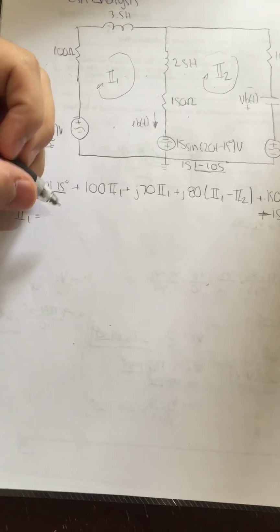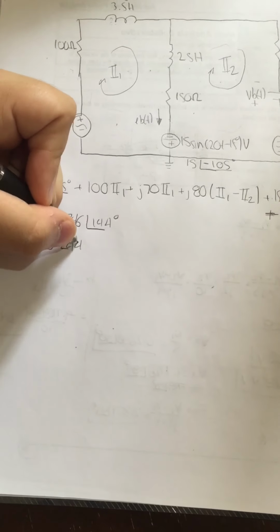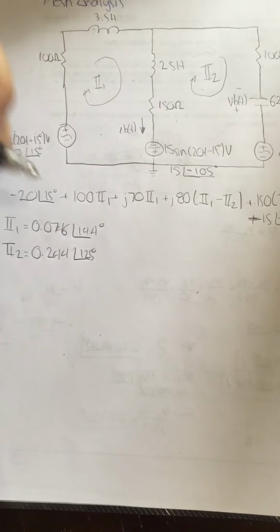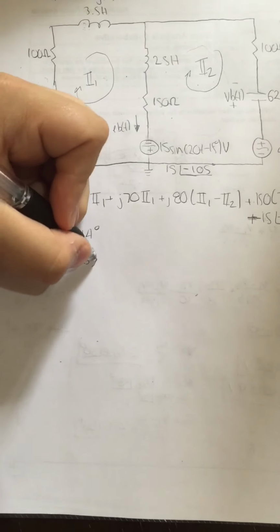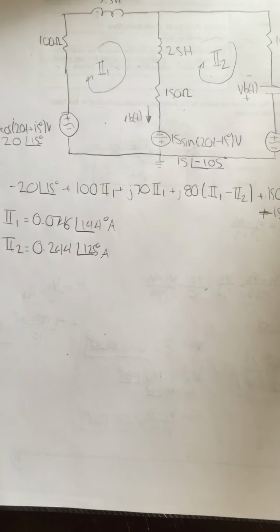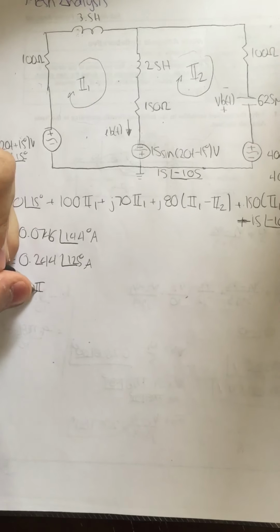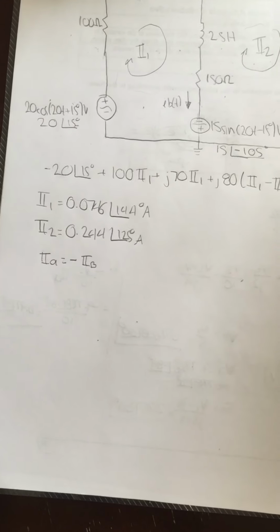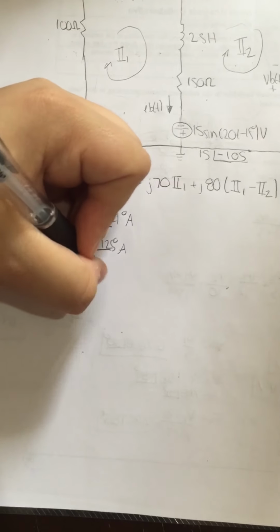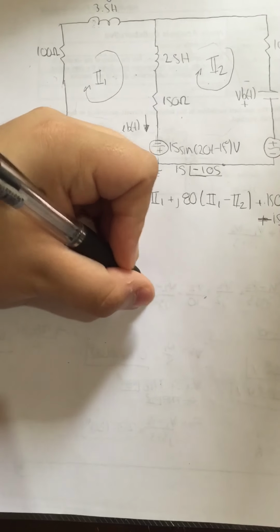So we can use our calculator to get the values with the C-solve, and answering the values we get that I1 is 0.0746 angle of 44. I2 is 0.244 angle of 125. Well, these ones are amperes. As we know, the units are very important. And we know that IA is equal to negative IB. So we can say that this is going to be 0.244 angle of negative 65 amperes.